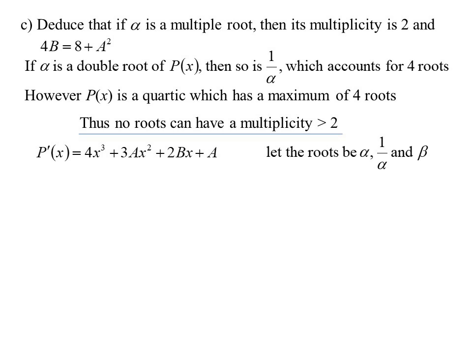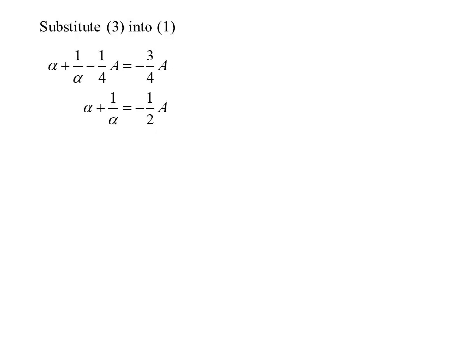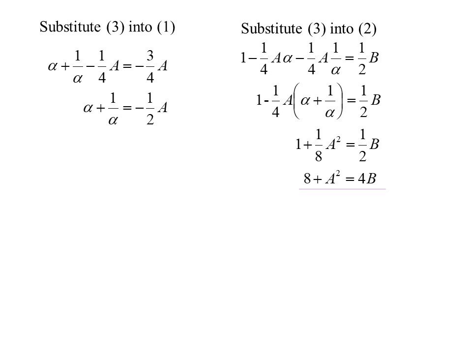Let's play around with it. Sum of the roots 1 at a time. That's what I get. Sum of the roots 2 at a time. And then sum of the roots 3 at a time. Let's play around with these. Basically, I want to eliminate alphas and betas and end up with that expression. So if I substitute the third one into the first one, I'll end up with this. Alpha plus 1 on alpha, so the beta is gone, is equal to minus a half a. If I now substitute that third one into the second one, this is what I get.